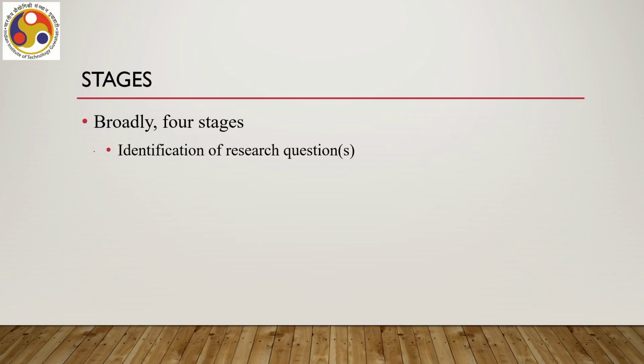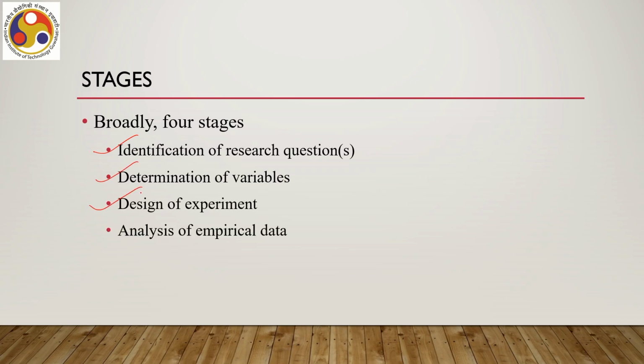So, if we recollect, there are 4 stages: identification of research question, determination of variables, design of experiments and analysis of empirical data, out of which we have covered this one. Just to recollect, when we talk of research questions, essentially this is the question whose answers we seek during empirical study. In empirical study, generally we conduct experiments, collect data, analyze data to find out answers to the questions that we formulate at this stage.